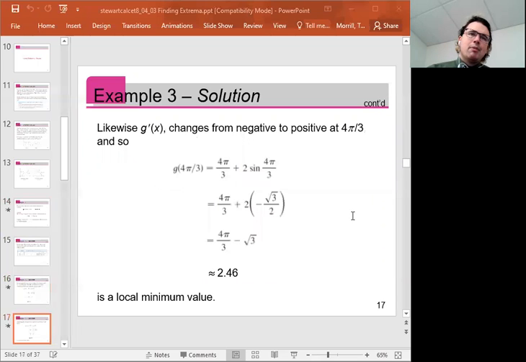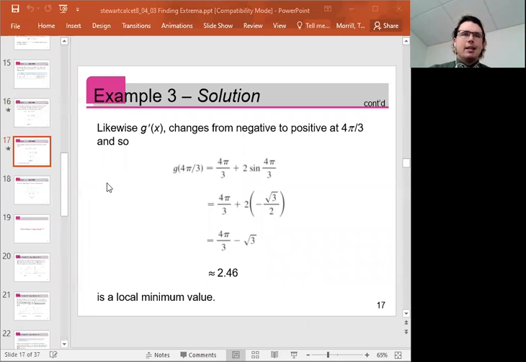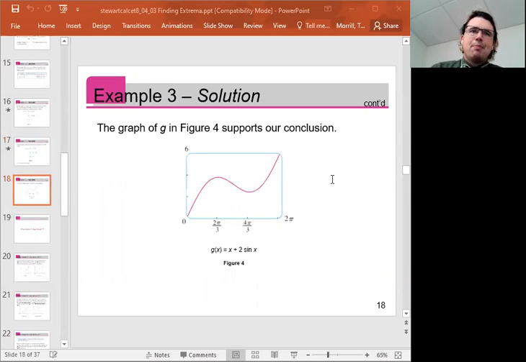Well, if this one's the maximum, then that other one has to be a minimum, because we go from negative slope to positive slope. So once again, the x-coordinate for that minimum is 4 pi on 3. And I put 4 pi on 3 into the formula for the original function. And that tells me that the value of that minimum is 2.46.